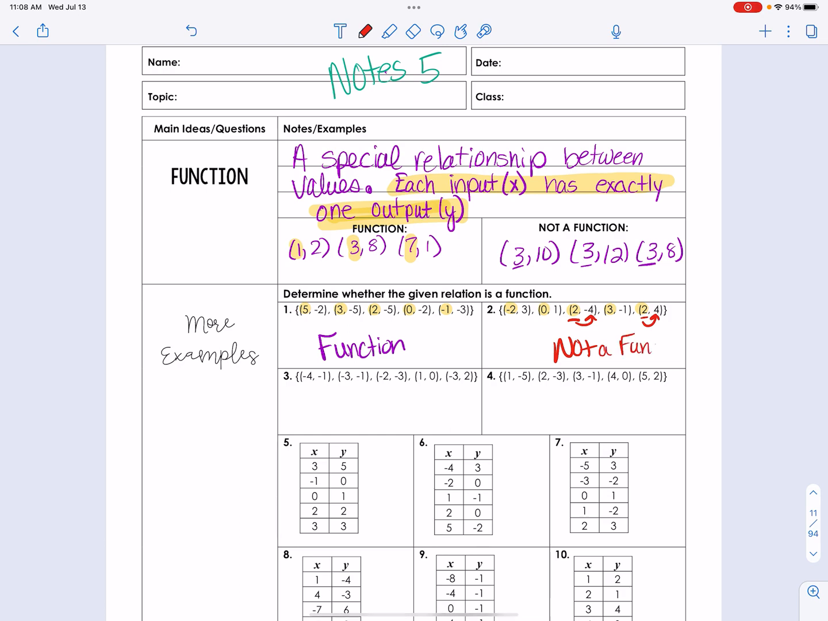I know this seems really silly and like it doesn't matter, but it all will come together. And so it's really important you understand this. So if I look at the next one, red flag, -3, -3, not a function. Okay, and if I look at the next one, I believe I'm good. I have 1, 2, 3, 4, 5, boom, function.